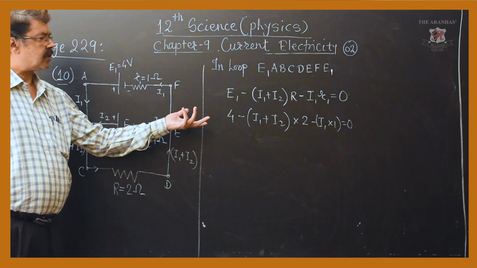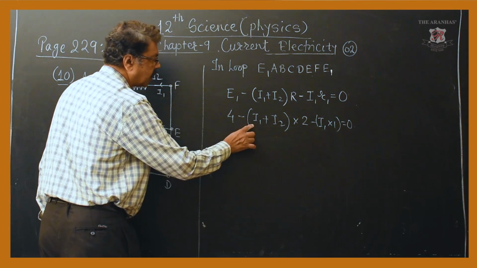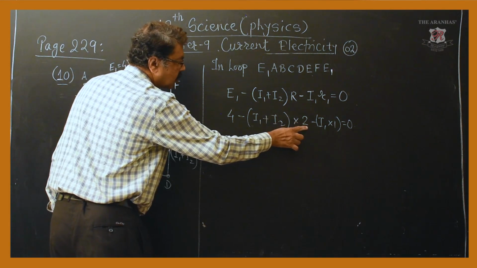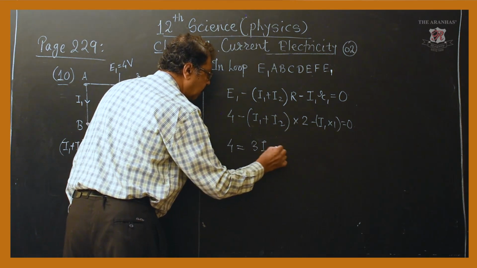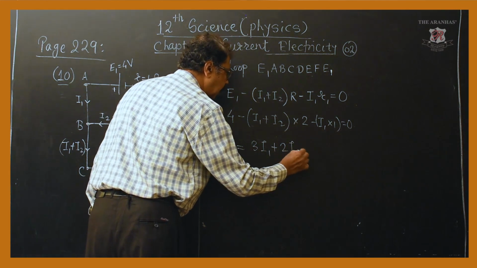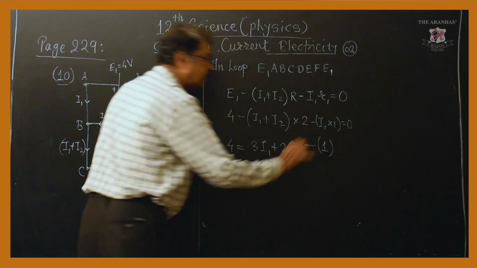Just simplify this. This is very simple. 4 equal to what you are getting. Shift this on the other side. So 2I1 plus I1, 3I1 plus 2I2. This is my equation number 1.